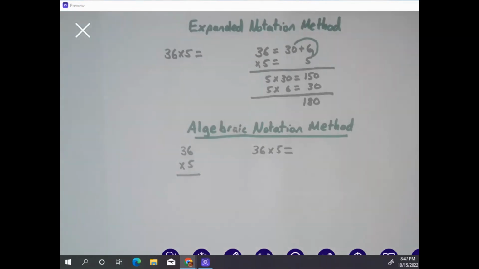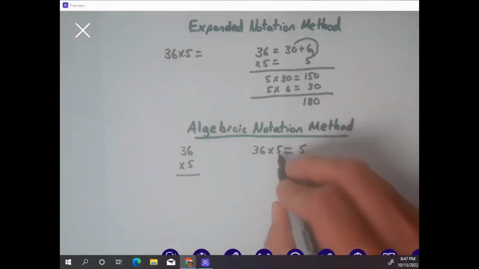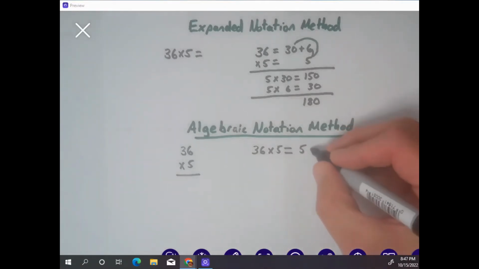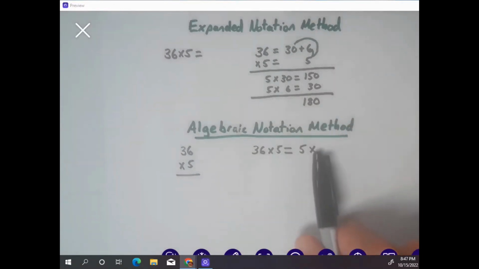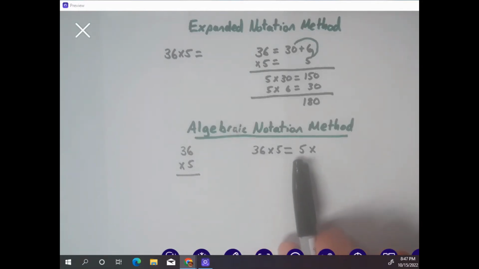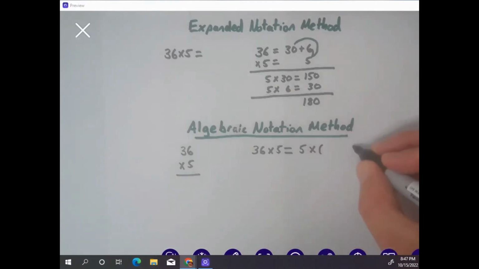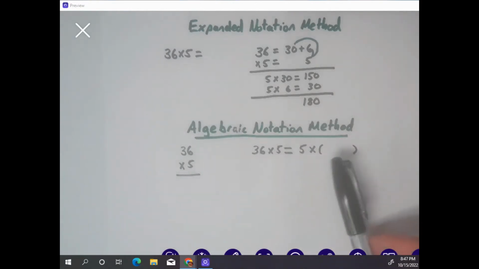Then I'm going to borrow my knowledge of expanded notation to do the other side of this. So I have 36 times 5 is equal to, well, I'm going to take the 5, and it's equal to 5 times, I could say 36, and it would be true. 36 times 5 is equal to, or the same as, 5 times 36. But here's where the algebra comes in. It's equal to 5 times something that I'm going to put in parentheses.